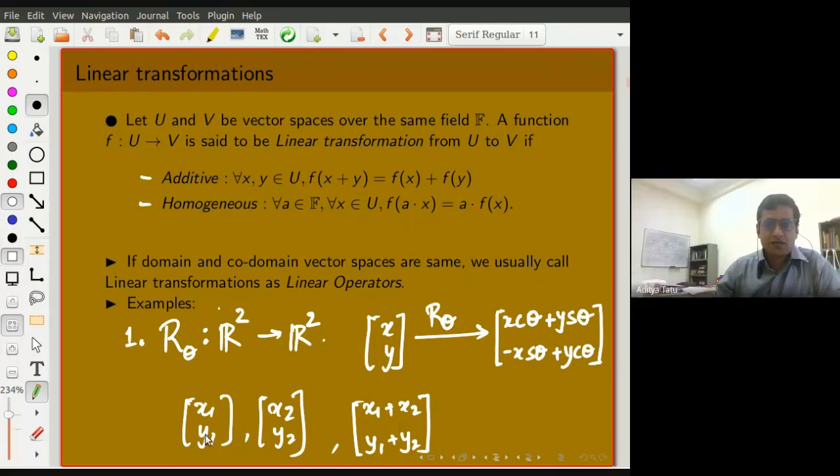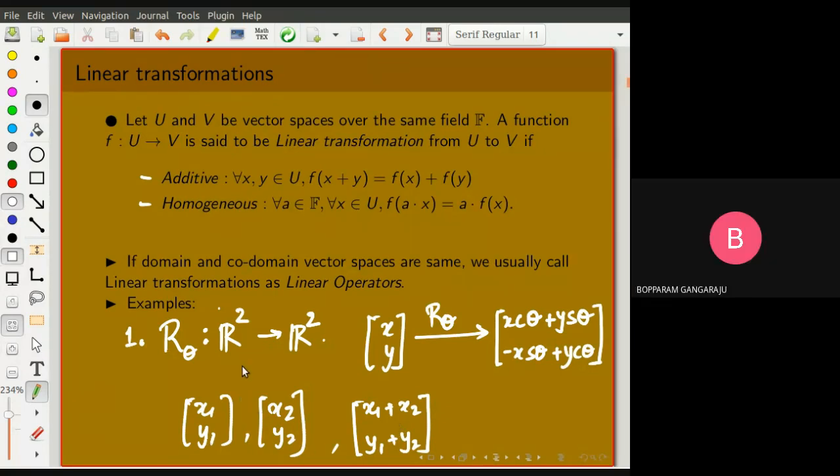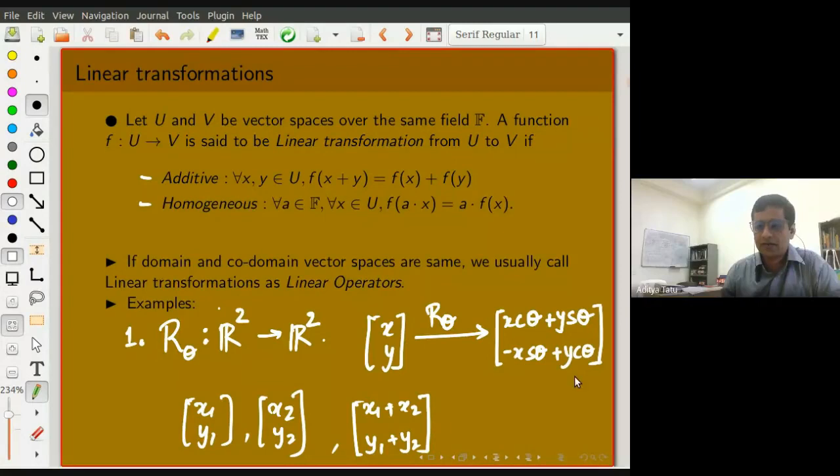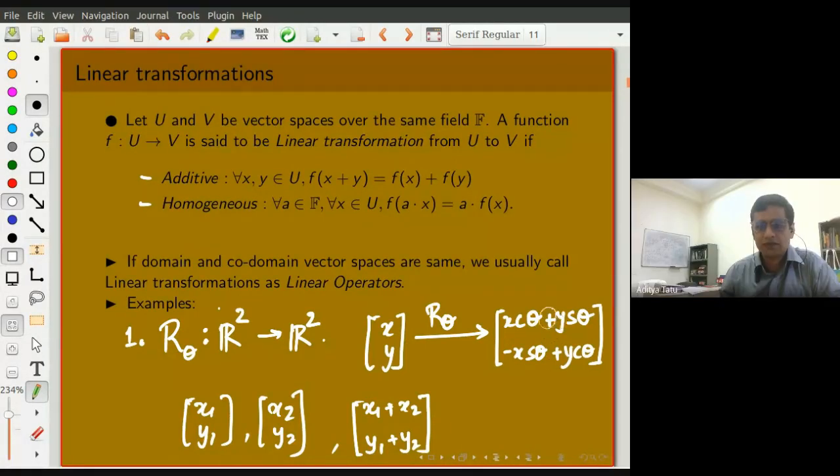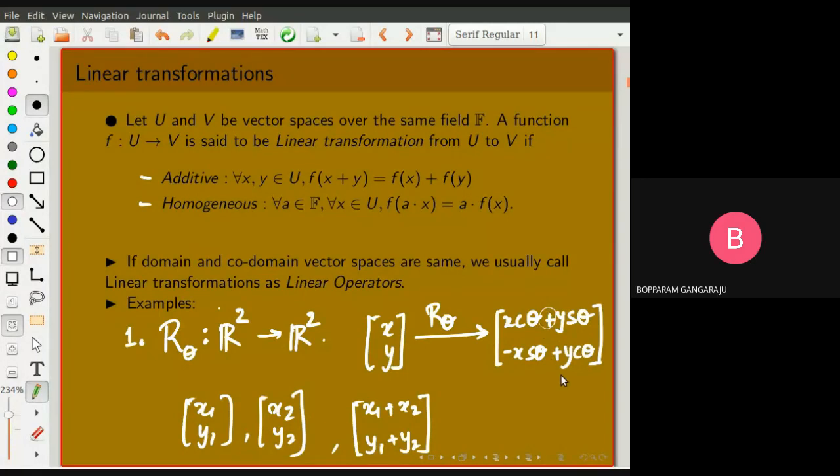So the rotation gives x cos theta minus y sin theta here. Yes.